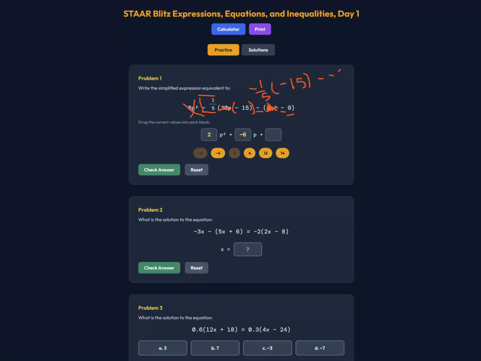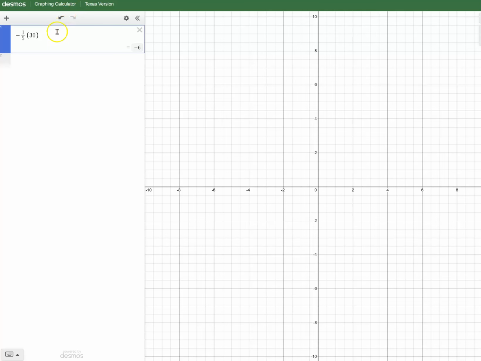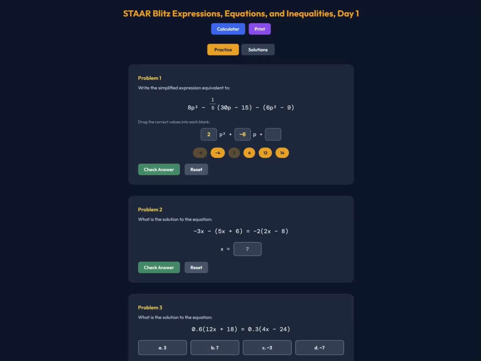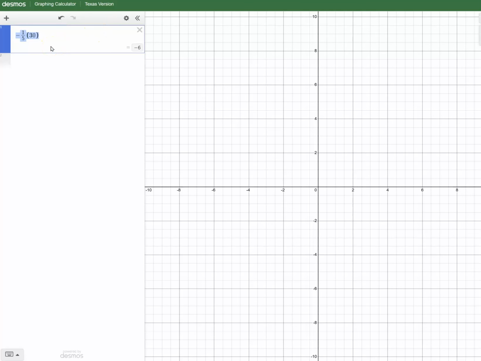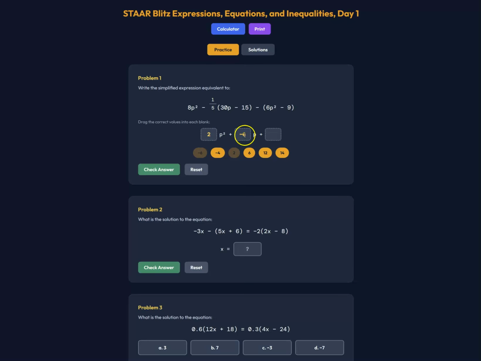Minus a negative 9. So if I go back to my calculator, I say, all right, again, we have negative 1/5, and then we bring over the minus 15, minus a negative 9. So if you notice, I can just type in everything that I had when I was simplifying that expression, and I get 12. So I can drag that over and check my answer. We got it. All right, moving on to the second one.